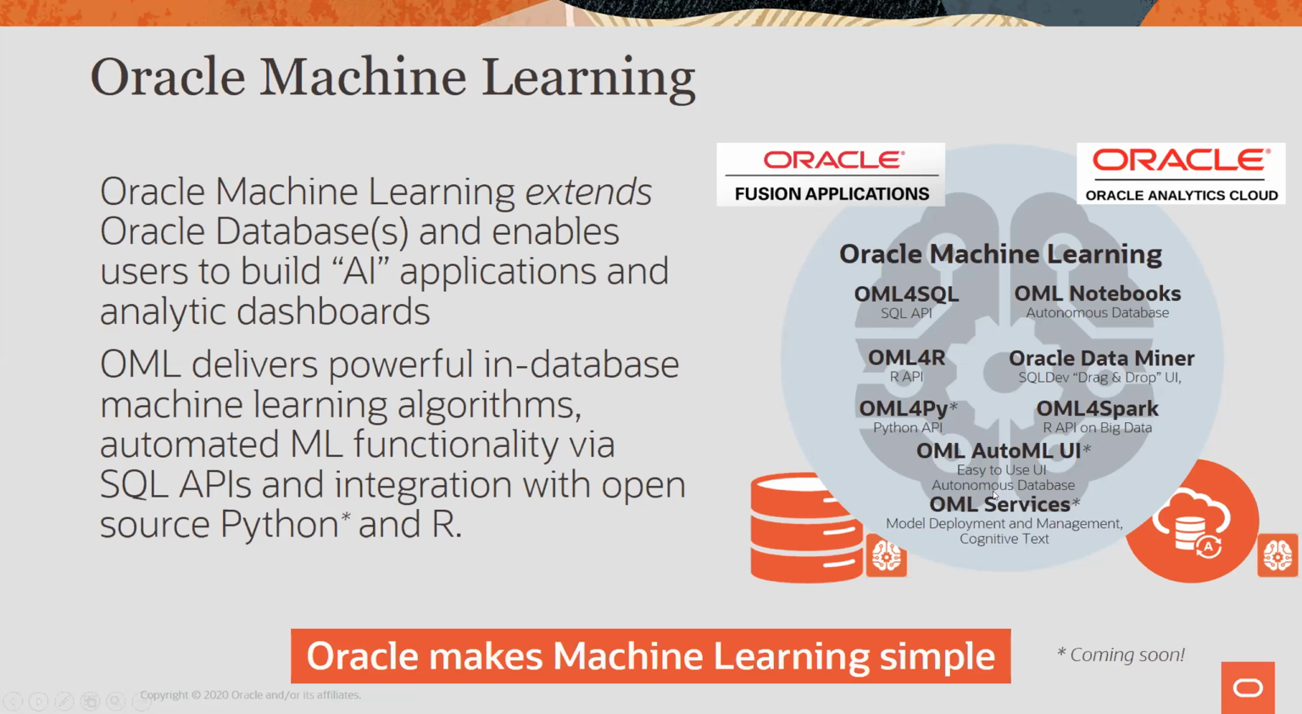But the key is, we brought all the algorithms to the database. Why? Because that's where the data is. That's where we're going to try and find these patterns like fraud. And what we're trying to do is make machine learning simple. So now you can embed that in Fusion applications, or the Oracle Analytics Cloud is already integrated with us. And we've also integrated with a number of different applications.